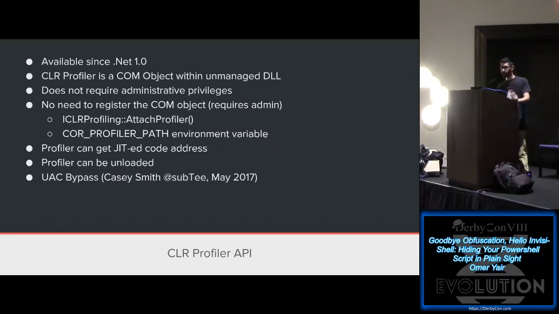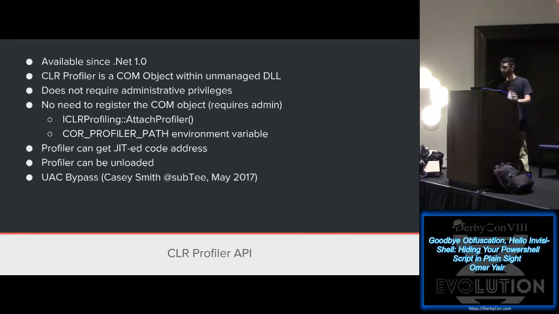And the important thing is that you can get the JITted code address. This is what we want. And another thing that you need to remember, you can unload the profiler DLL. So from an attacker perspective, you can load the CLR profiler, hook the functions, and then unload the profiler, and you will not have any DLL loaded into your process memory. So forensics tools will not see the CLR profiler in there. And another thing that is worth mentioning, CLR profiler is used as a known UAC bypass. And as you know, UAC is not a security boundary, so Microsoft won't fix it. It was reported last May by Casey Smith.